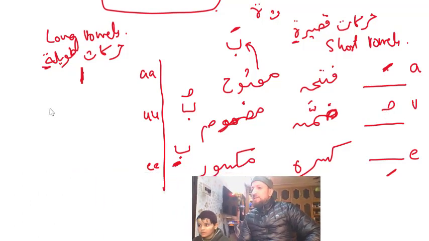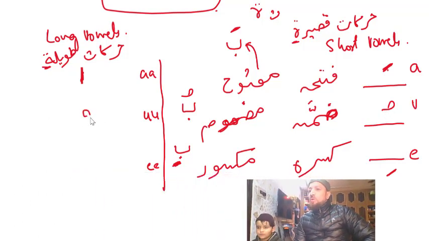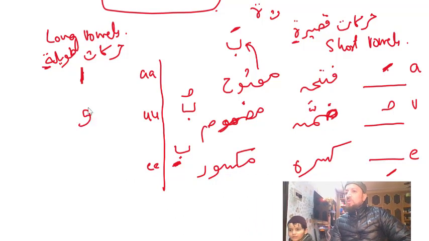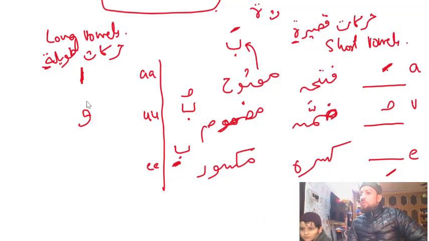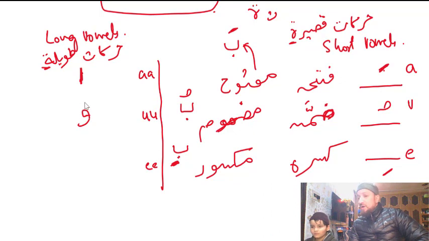Waw without any vowel is a long vowel. But if it has some fatha or kasra with it, then it becomes a consonant. Same is the ya.